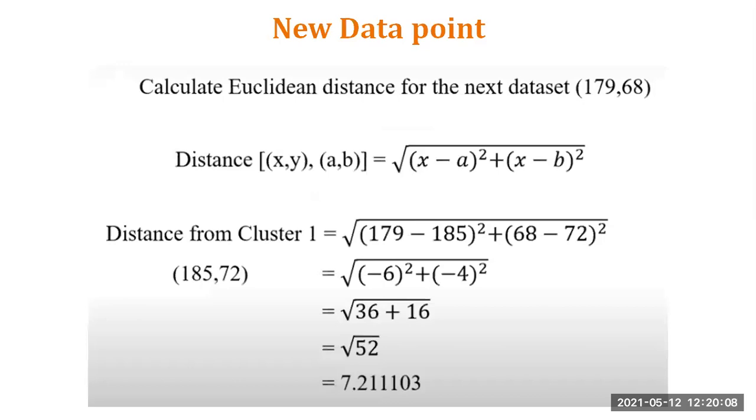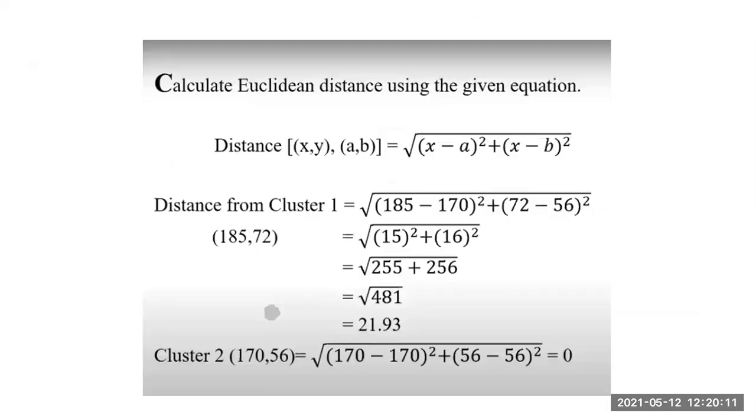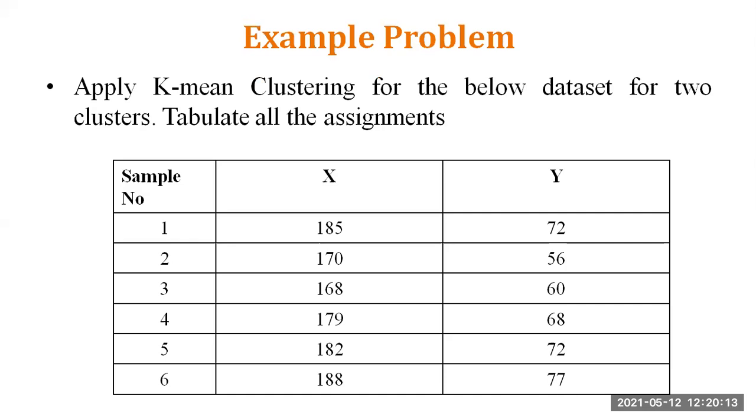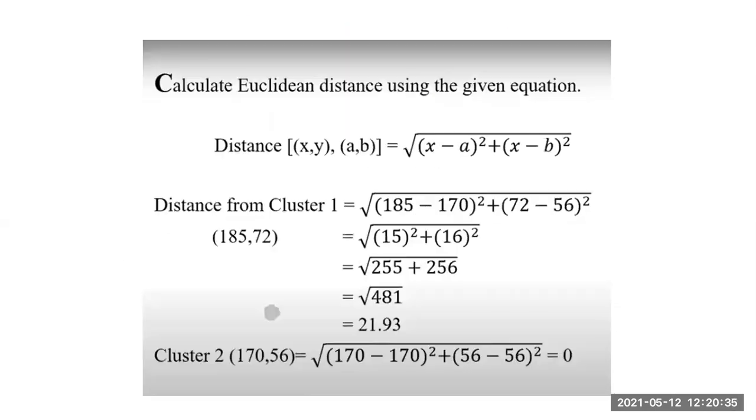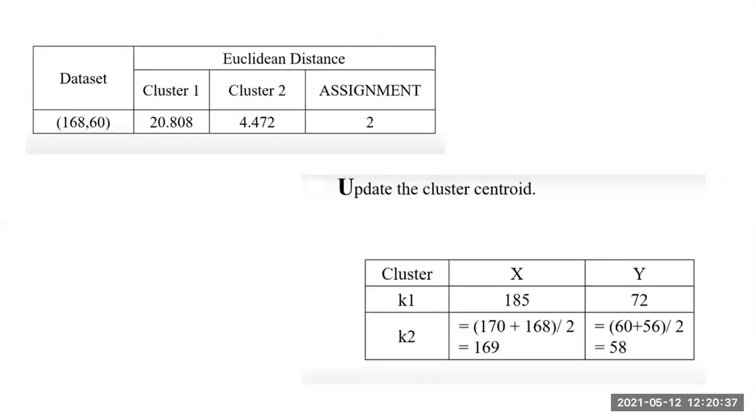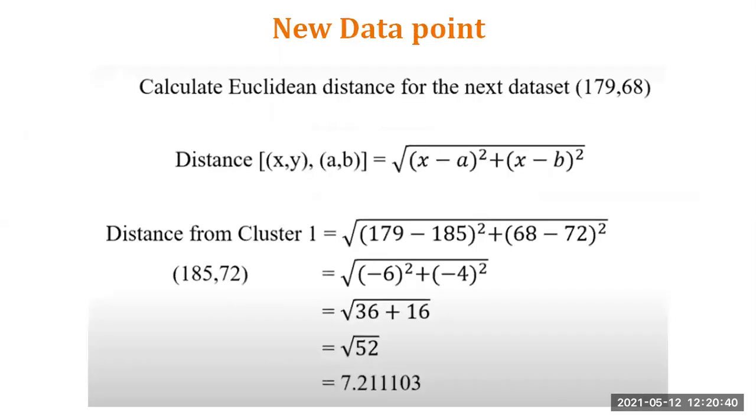Moving ahead, now I'll go with the fourth value, which is 179 comma 68 as given in the data set. Now the distance of 179 comma 68 should be computed with 185 comma 72 and the cluster 2 value. The value of the second cluster is not 170 comma 56 anymore, it has been changed. The new updated value of cluster 2 is 169 comma 58. For cluster 1, when I compute the distance, it is 7.21.